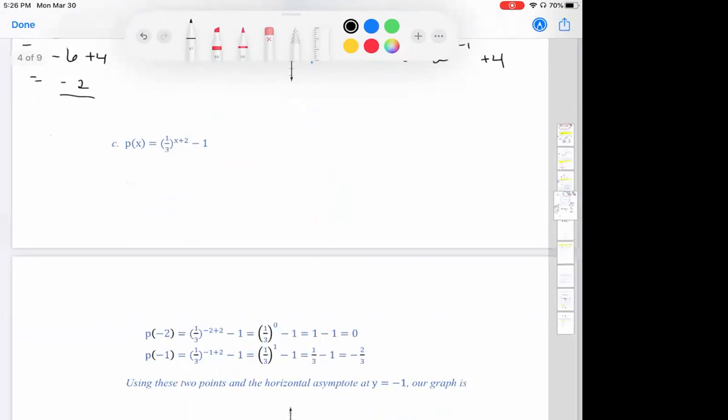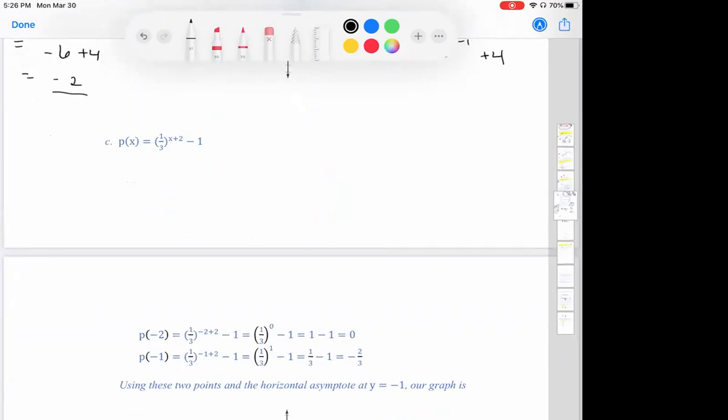All right, moving over to C. So we have p of x is equal to 1/3 raised to the x plus 2 power, minus 1. Okay, let's do these parts together. Let's do this work that your paper shows. Let's do it together. So we're going to let x equal negative 2. Okay, we let x be negative 2. I have 1/3 raised to my x, which will be negative 2, plus 2, minus 1.